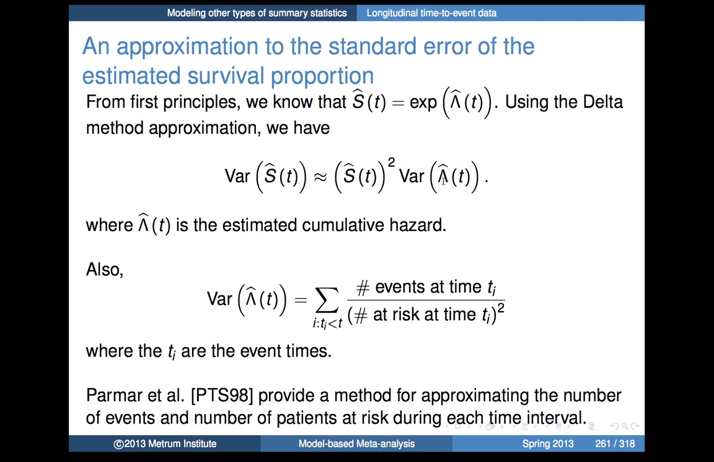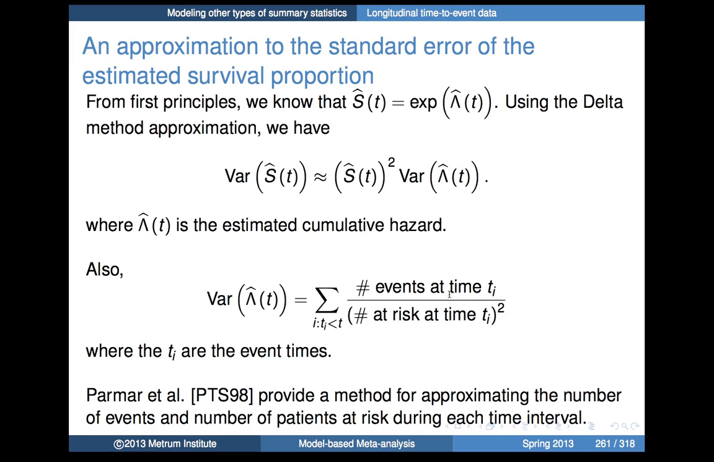And we can know from looking at the survival literature that we can approximate the variance of the cumulative hazard as the sum of these ratios: the number of events that happen at a particular time point divided by the number at risk at that time point squared. And this is the standard way to get standard errors and confidence intervals for Kaplan-Meier estimators.